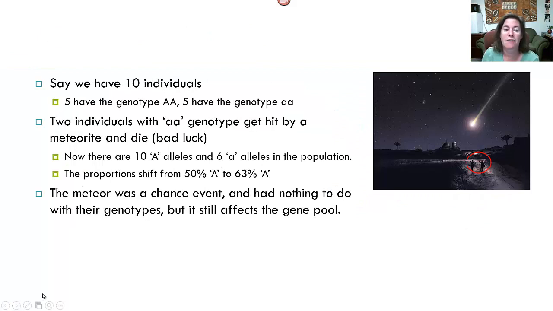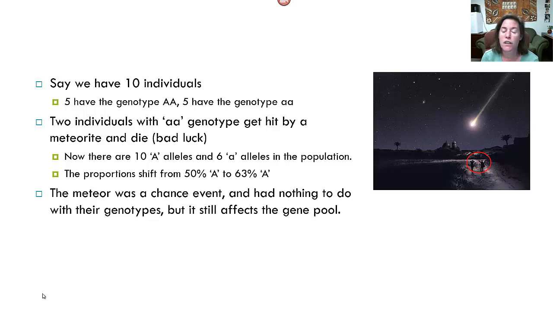Let's say we have 10 individuals. 5 individuals in the population have the homozygous dominant genotype, and 5 individuals have the homozygous recessive genotype. 2 individuals with the homozygous recessive genotype get hit by a meteorite and die. Oh, that's horrible, right? Really bad luck.